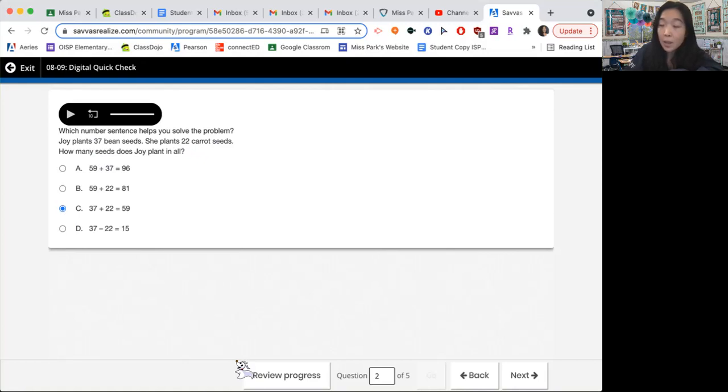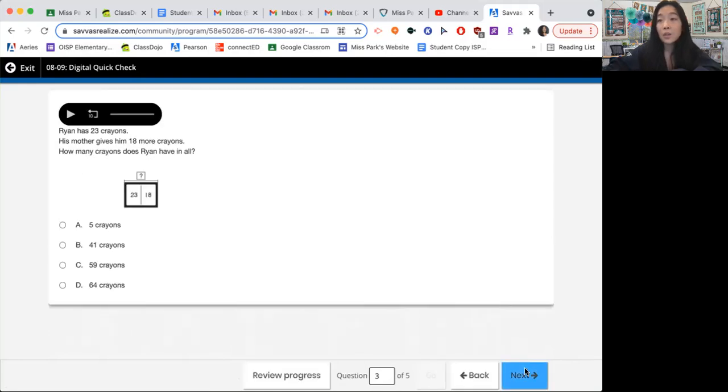All right, step 1, add the ones. 7 plus 2 is 9. Step 2, regroup if needed. Do we need to regroup? No. So then step 3, add the tens. 3 plus 2 equals 5. Did everyone else get 59? Yeah? All right, let's move on. So that's how you would do it if you're doing it on paper and pencil. I know we can't see it, but you guys can still talk about it.